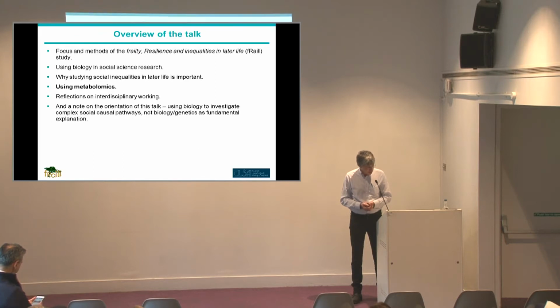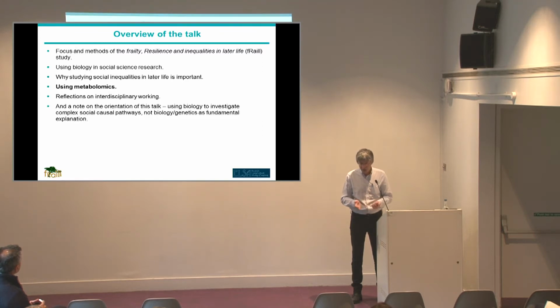And before I start, I'm just going to say something about the orientation of my talk. The orientation of my talk is around social science problems, trying to understand the nature of social science problems, causal processes related to social science problems, and then how we might think about interventions for social science problems. Here, of course, I'm particularly interested in the question of inequality. So inequalities, and in the FRAIL study, inequalities in later life.